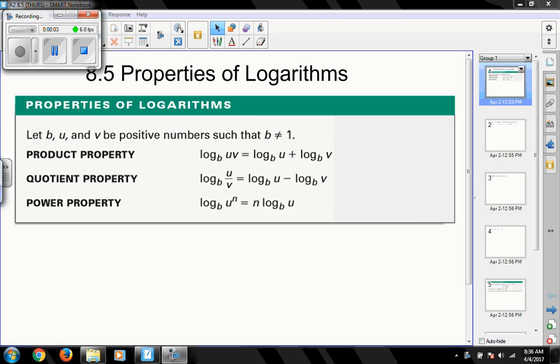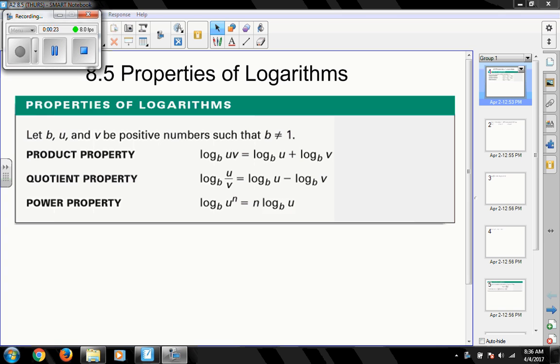All right, today we want to begin talking about properties of logarithms. In the last section, we talked a little bit about what logarithms were and how we solve those. Today, we want to be able to use some properties to make solving those a little easier for us. The first one we want to talk about is the product property.